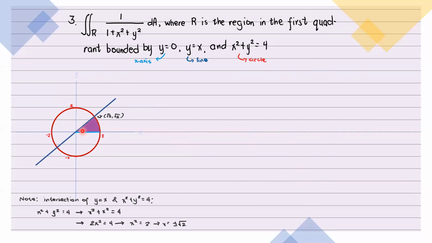Itong violet na ito. But just a note, itong intersection dito, paano nakuha yun, gawin nyo lang to. Okay, so equate natin. Gamitin natin yung equation na y equals x at yung equation x squared plus y squared equals 4. So yung y dito, palitan mo lang ng x to get x squared plus x squared equals 4. So that simplifies to 2x squared equals 4. And then finally, we have x squared equals 2. So x is plus minus square root of 2.